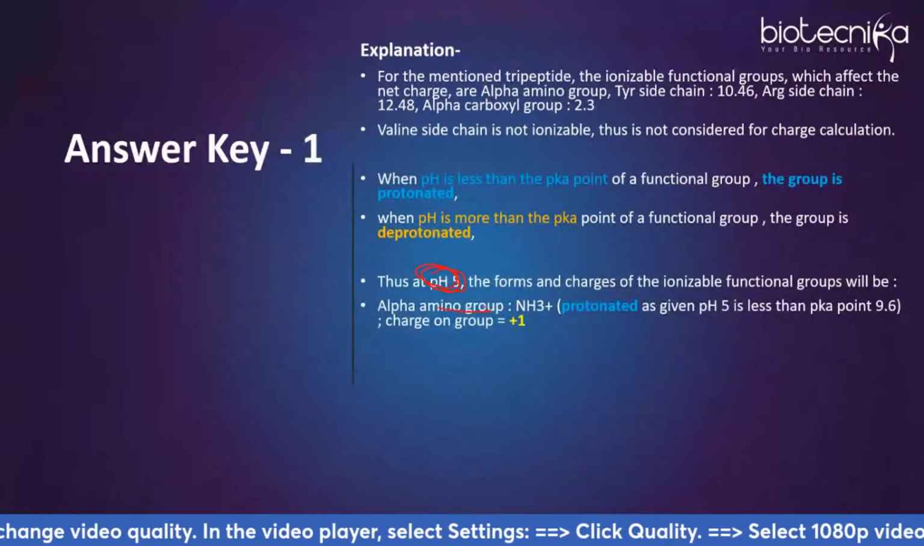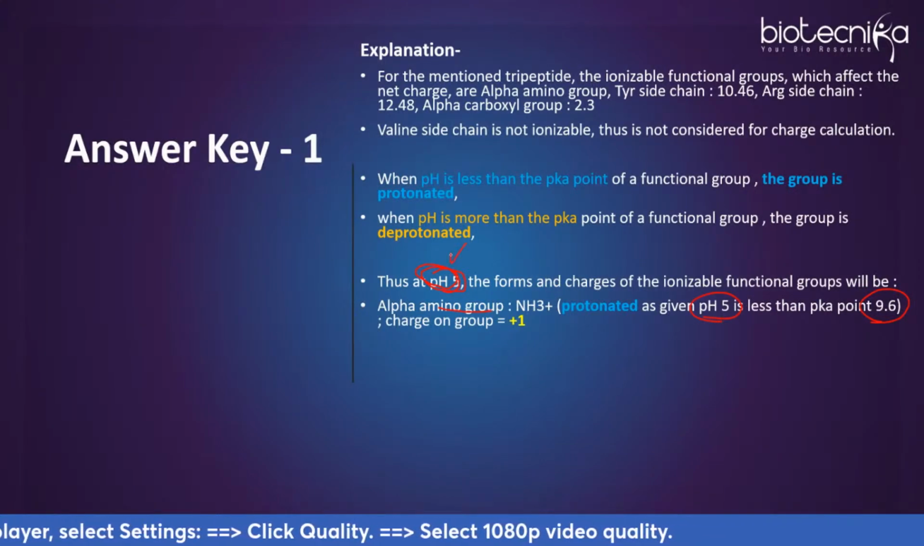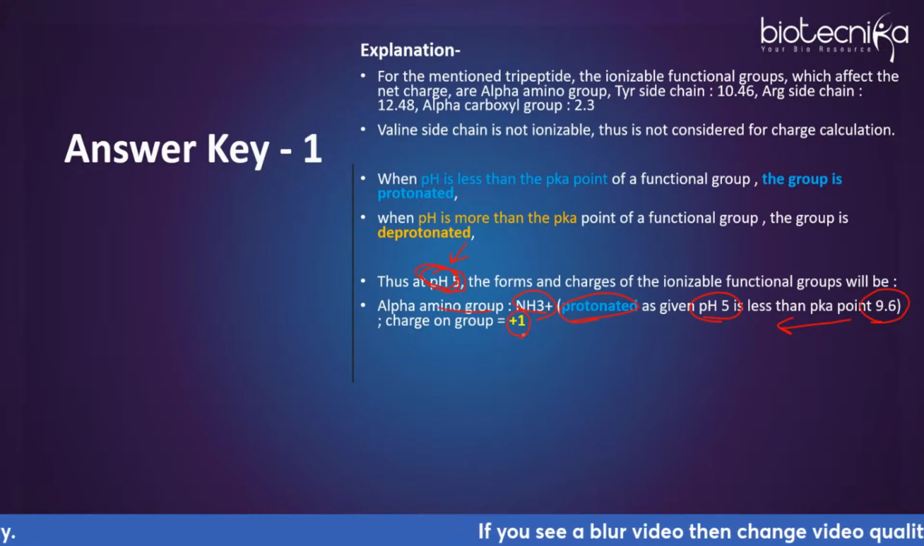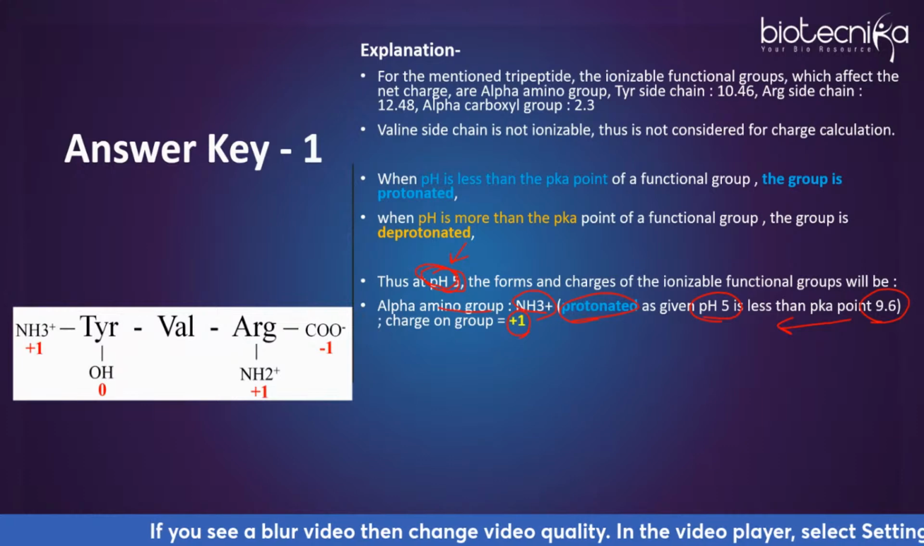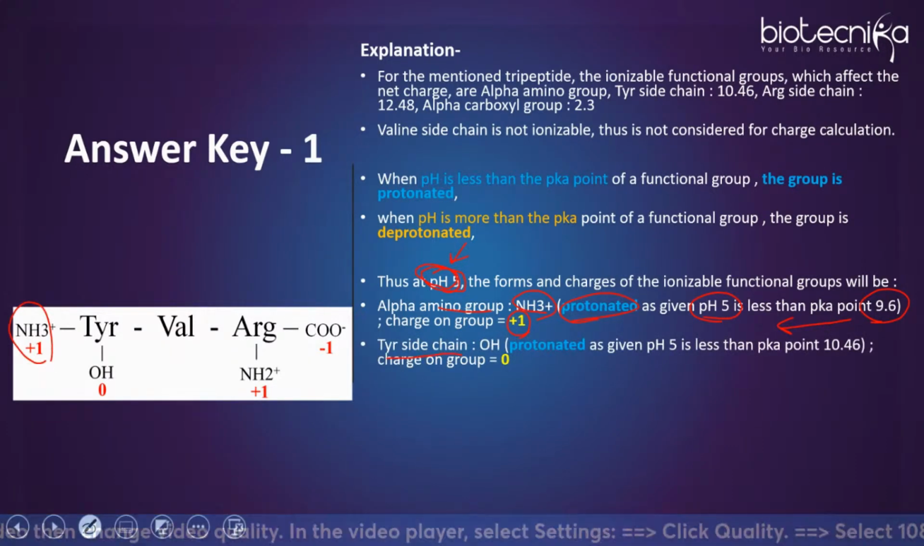The amino group's pK point is 9.6 and they have taken pH 5. At pH 5, what will be the charge? pH 5 is less than 9.6, so the group will be protonated and will exist as NH3+. So what is the charge on this? Plus 1. Correct, Amit. Right? Then next will be the tyrosine side chain. So you can see you have got plus 1 over here.